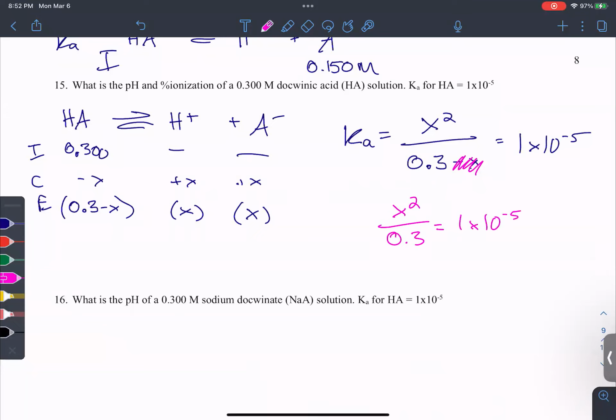Did I do something wrong? No? You're looking at me like I did something wrong. Okay, you're just confused. The ice table is exactly the same as we did before. So when you solve for x, what is x? It is the H plus concentration. How do you know that? Is that something you have to memorize? It's in the ice table, yes. So when you solve for x, you get some number. What is it?